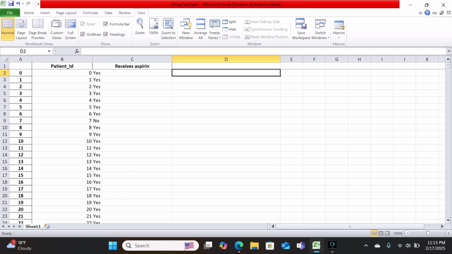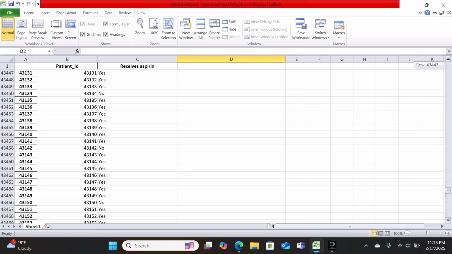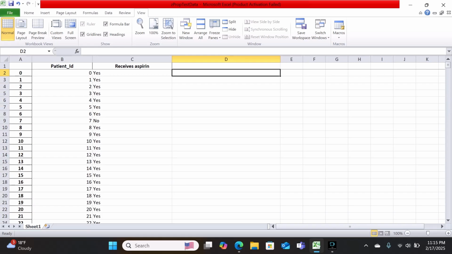This data sheet contains 50,000 patients. Since the first patient ID is 0 and the last patient ID is 49,999, we have a total of 50,000 patients. Among them, some are receiving aspirin and some are not receiving aspirin. Let's first calculate the number of patients receiving aspirin.